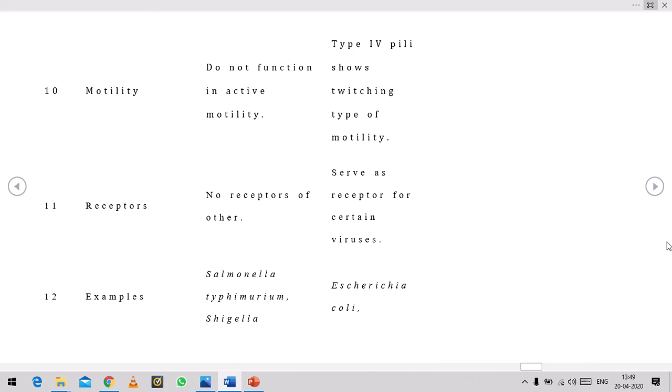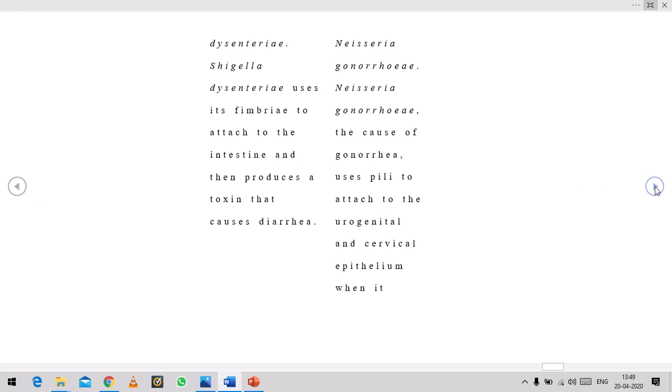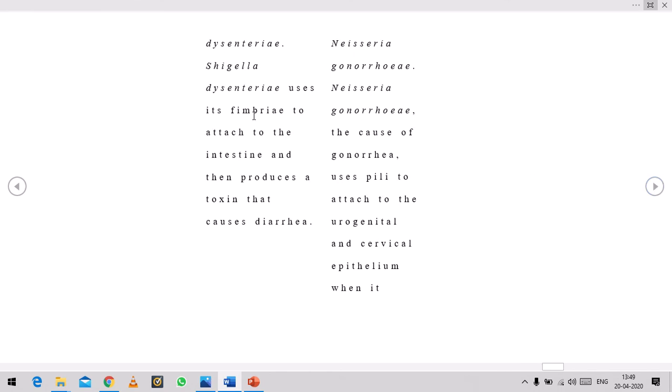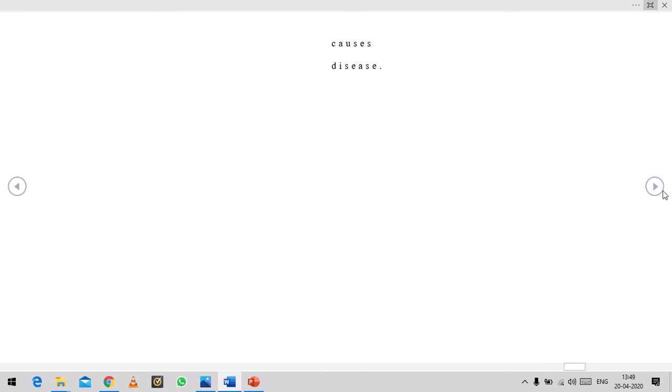Another example is Escherichia coli, and there are many others. Fimbriae are used to attach to the intestine, and then the bacteria produce a toxin that causes diarrhea. Neisseria gonorrhoeae, the cause of gonorrhea, uses pili to attach to the urogenital and cervical epithelium when it causes disease.